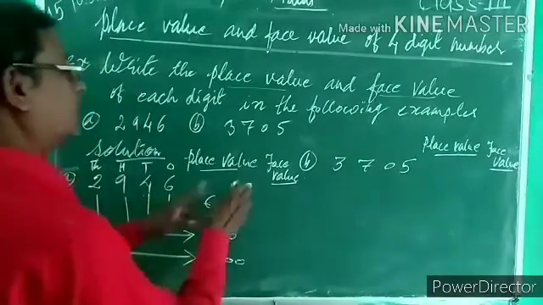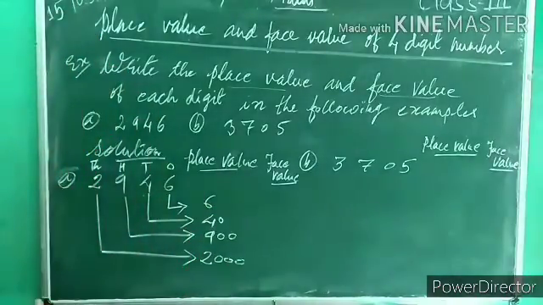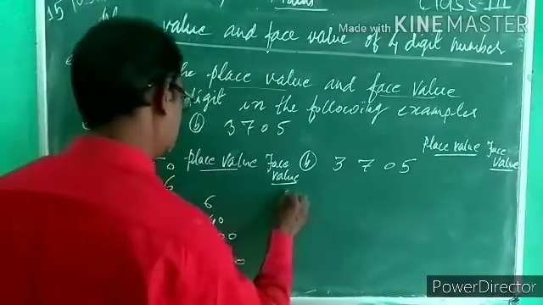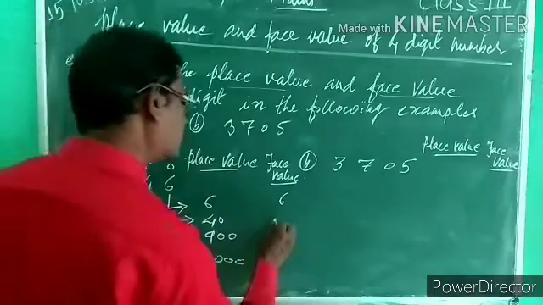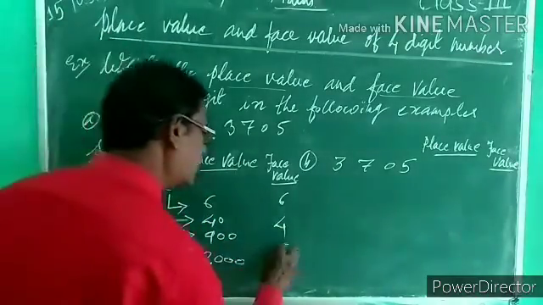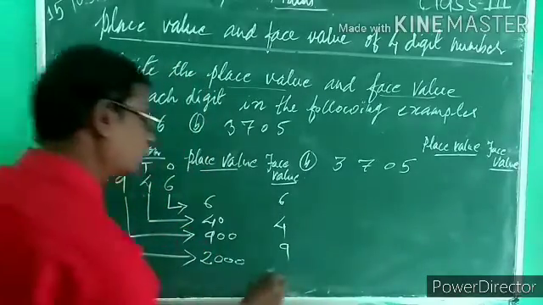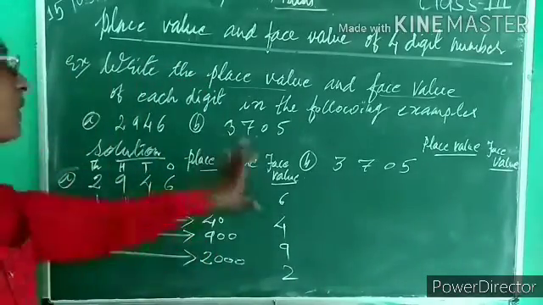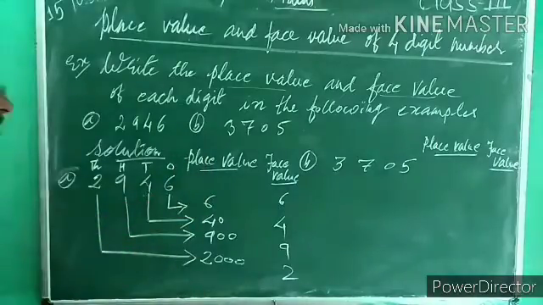Now face value. But I told you in the third point, the face value of a number does not change wherever it is placed. So face value of 6 is 6 only. Face value of 4 is 4. Face value of 9 is 9. And face value of 2 is 2. So face value does not change, only place value changes.